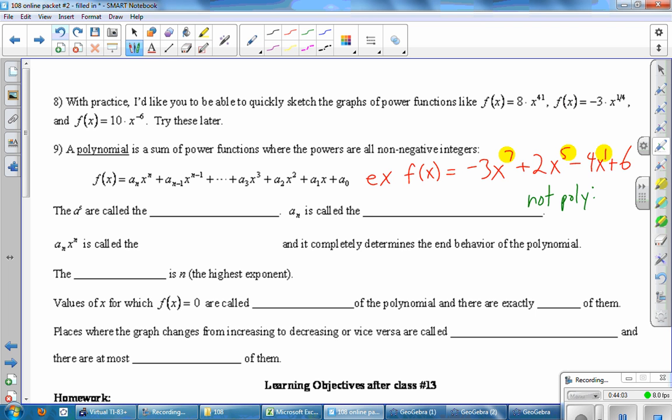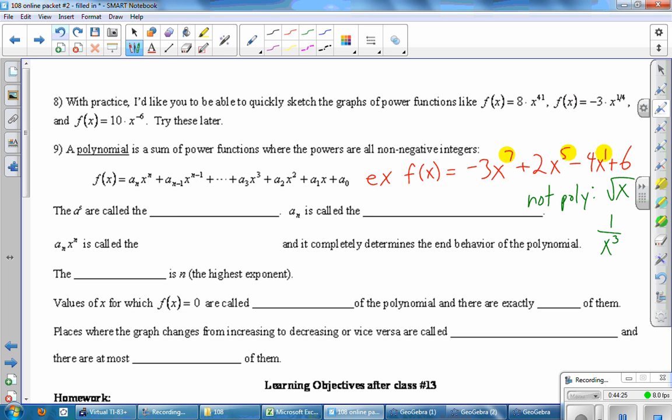is to have something like square root of x, because that's x to the half, and a half is not an integer. So square root of x is no good. Also no good is 1 divided by x cubed, because that's x to the negative 3, and we're not allowed to have negative powers. Okay, a couple more fill in the blanks and then we're done.